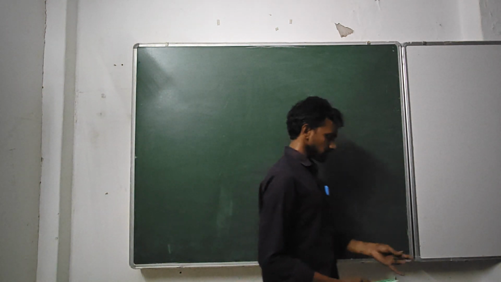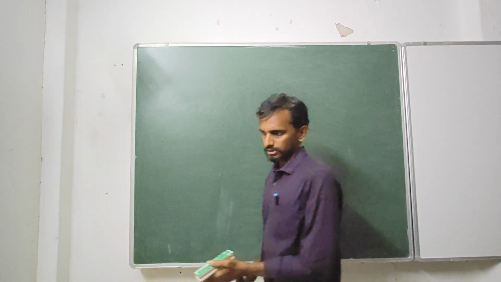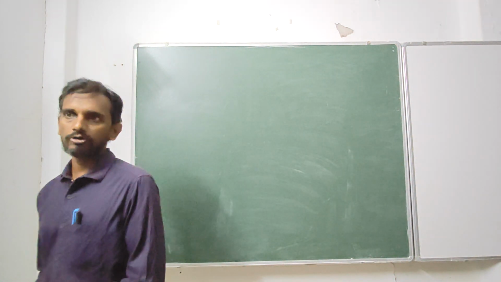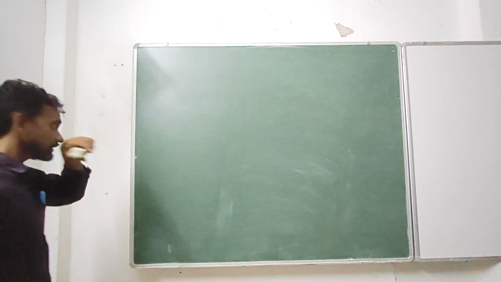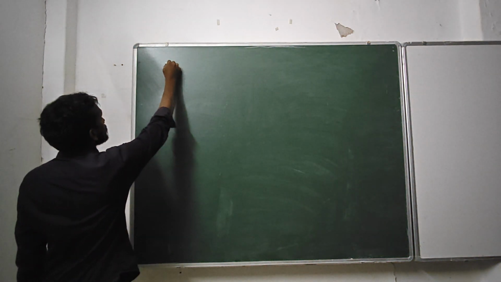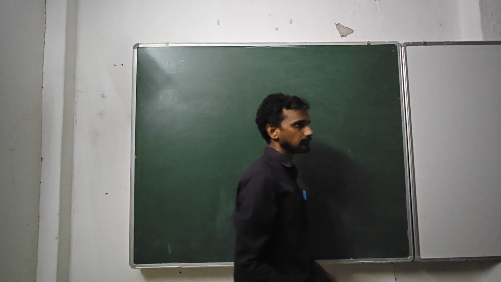So in the previous session we have seen about processing SOP, sum of products, in K-maps, using K-maps. So now we will see how to process POS, product of sums, in K-maps.